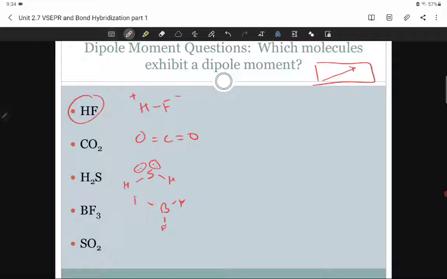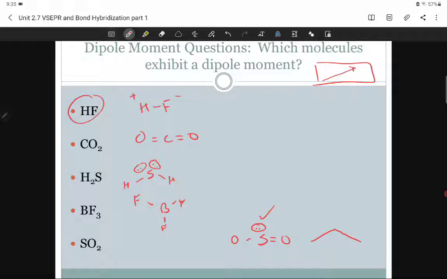BF3 is symmetrical, so no matter how you rotate that molecule, it's going to look the same. So if it has symmetry, it does not have a dipole moment. Sulfur dioxide is interesting. Again, that's not the complete Lewis dot structure. That's not what the question was asking. The question was, does this have a dipole moment? And that unbonded pair of electrons is going to give it a look like that. So that is asymmetry. It has a dipole moment.